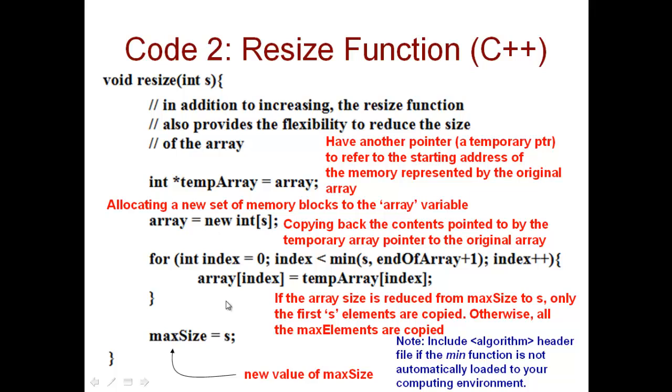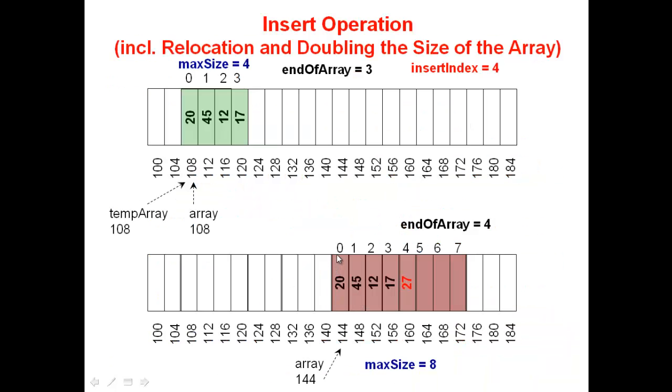And we will be copying the values from temp array of index, we will assign them to array of index. So array of this index value 0, 1, 2, 3, the values will be temp array of 0, 1, 2, 3.